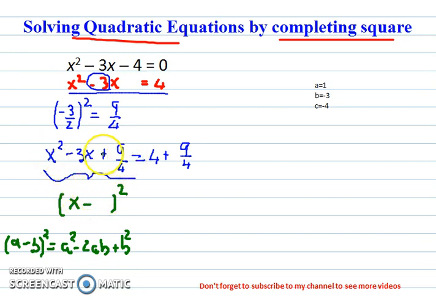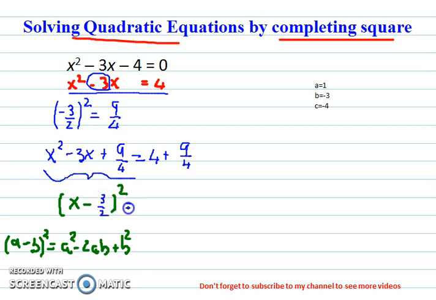Now, if I want to have 9 over 4, what number should I subtract from x so that when I raise that number to the power 2, it would be 9 over 4? So I guess you already thought about it, it would be 3 over 2.